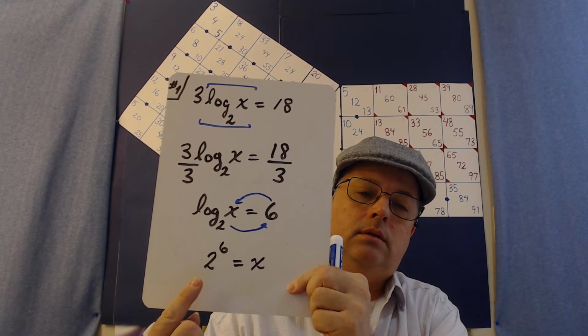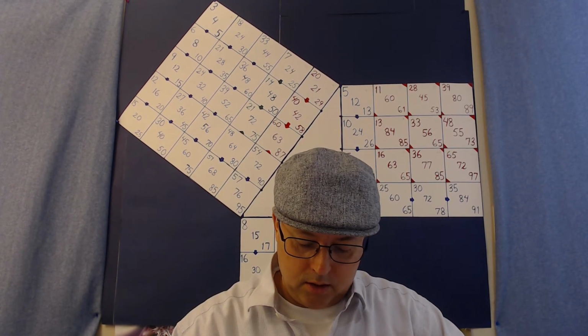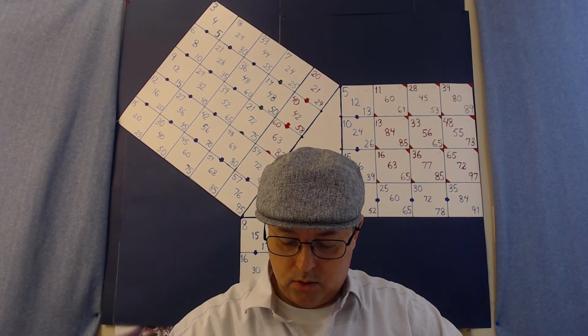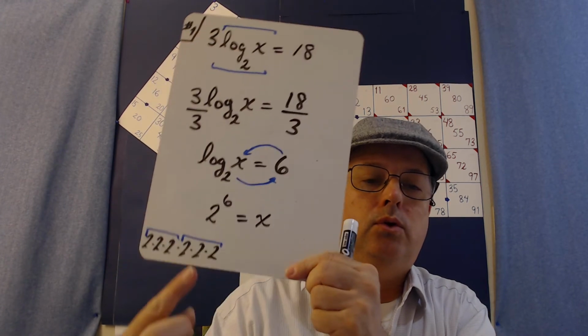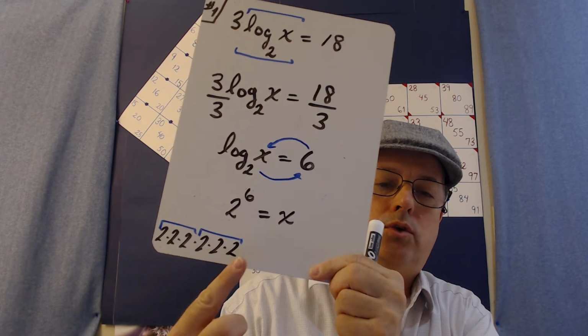And now the last thing to do is, what's 2 to the 6th? That would be 2 times 2 times 2, and another 2 times 2 times 2. If we remember that 2 times 2 times 2 gives us 8, since 2 times 2 is 4, times 2 is 8, and now here's another 2 times 2 times 2, so that's 8 times 8.